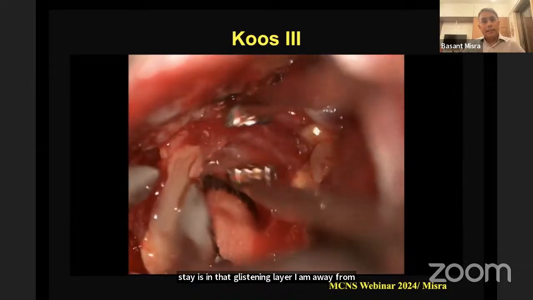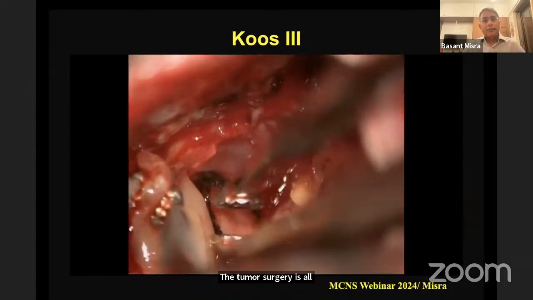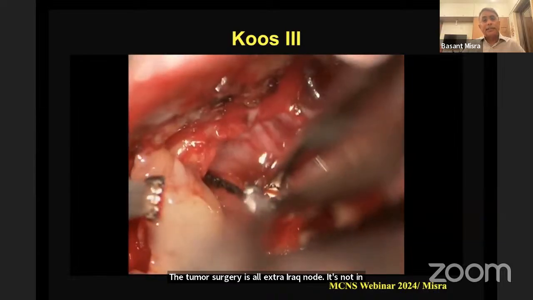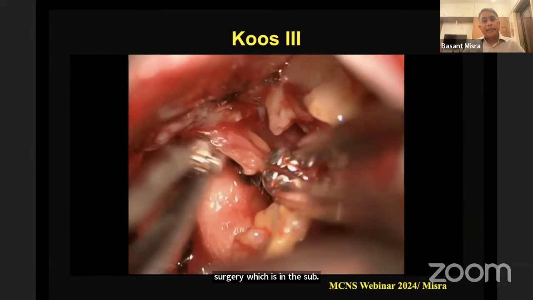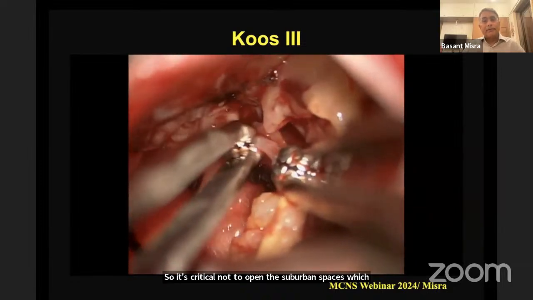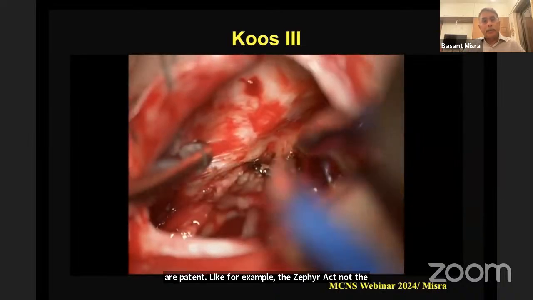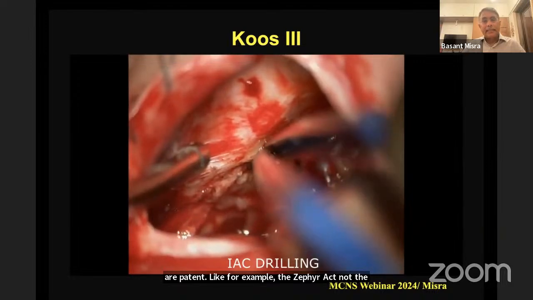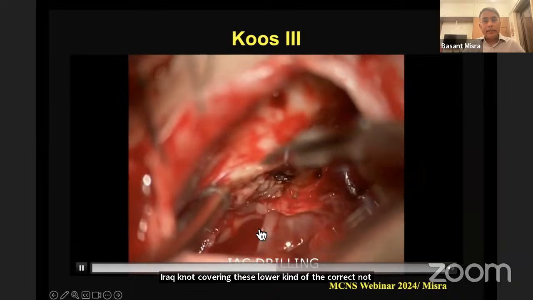The tumor surgery is all extra-arachnoid. It's not in the subarachnoid space, as opposed to vascular surgery, which is in the subarachnoid space. It's critical not to open the subarachnoid spaces which are patent, for example the arachnoid covering the lower cranial nerves and the arachnoid covering the fifth cranial nerve. We don't need to open it. If it is still covered, that's the best protection for the anatomical structures. And then we drill it.